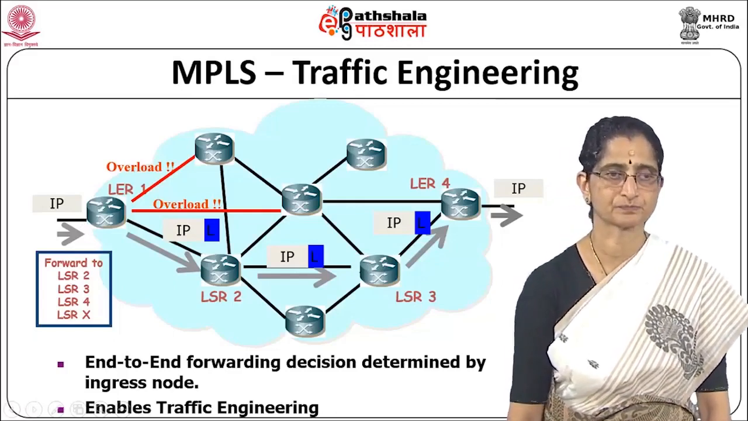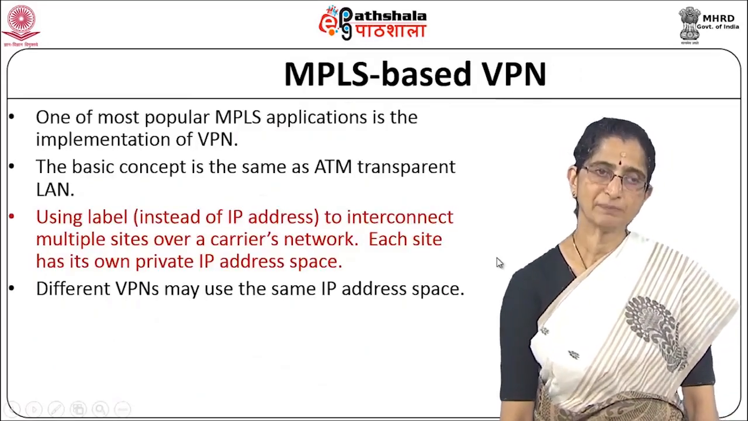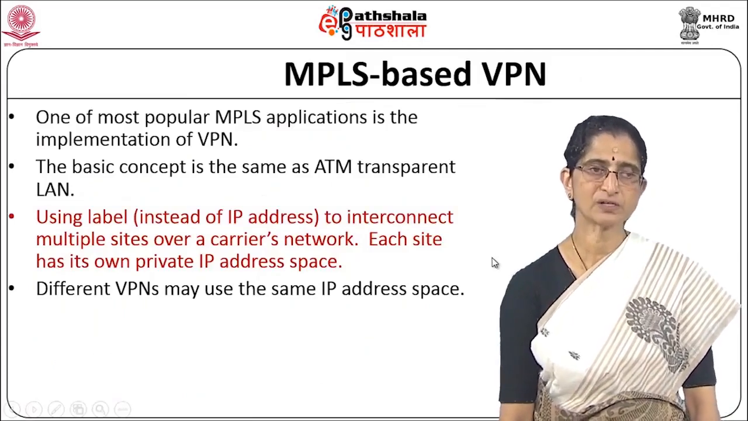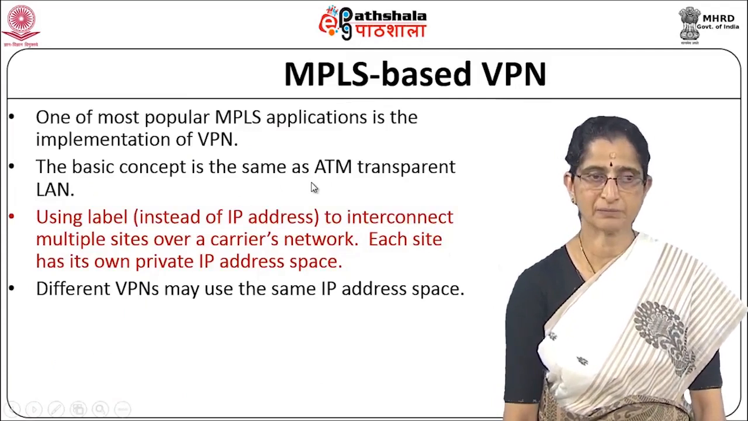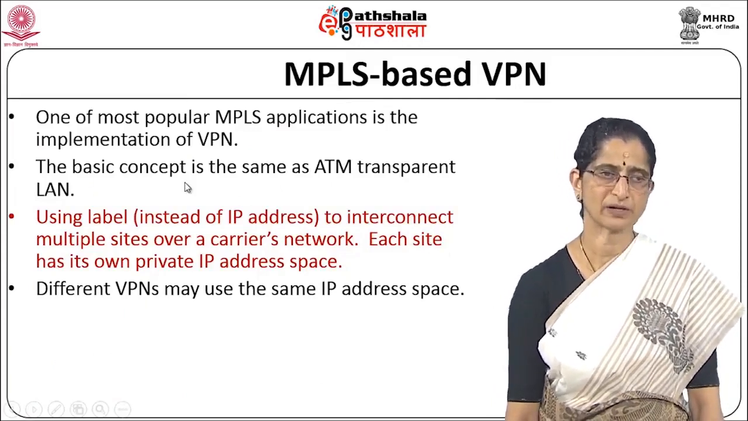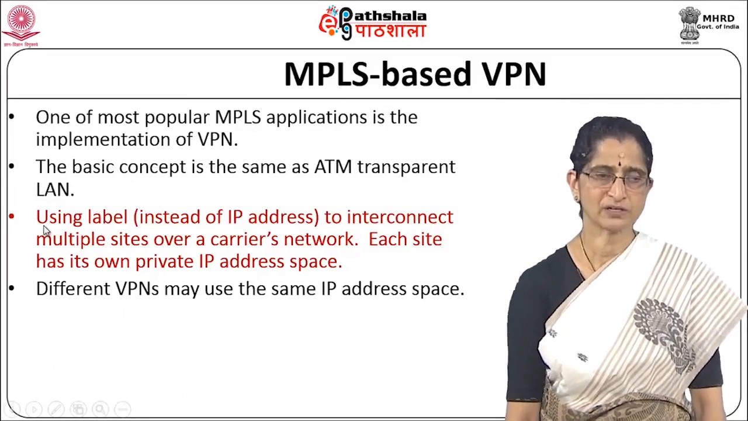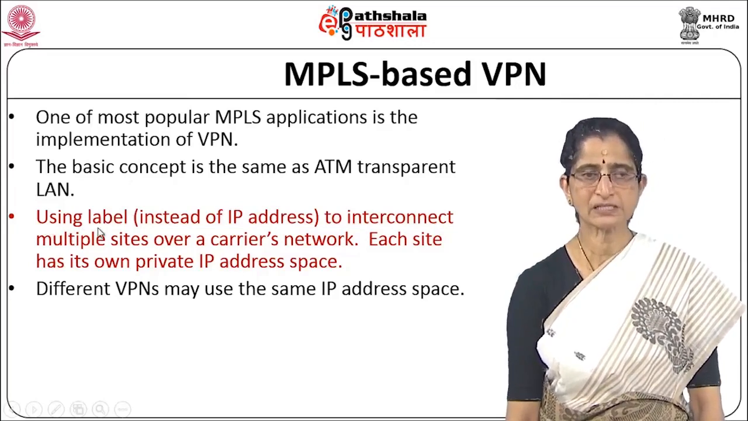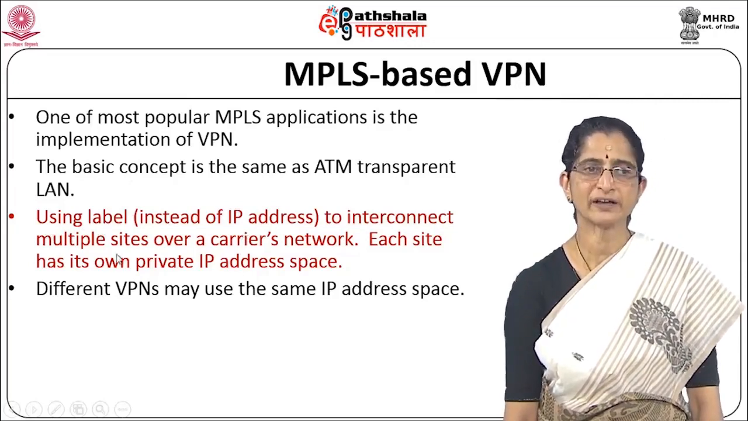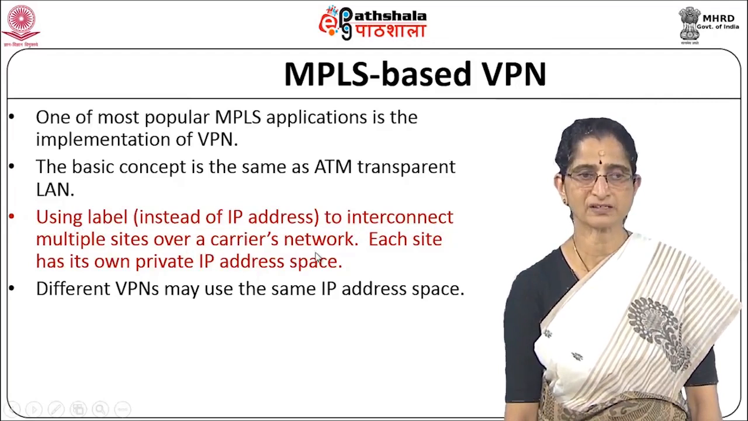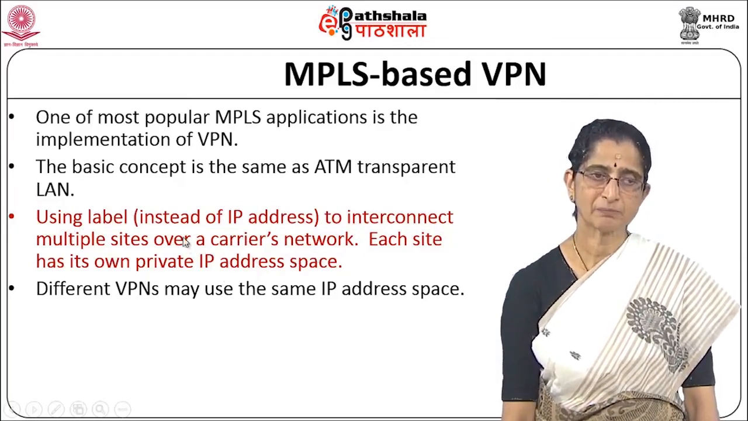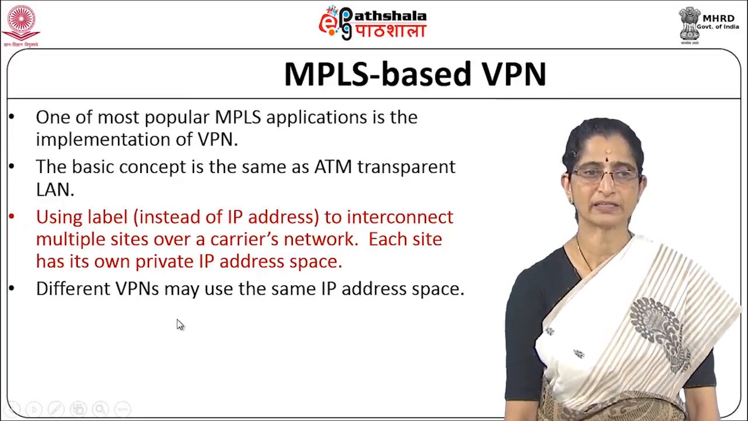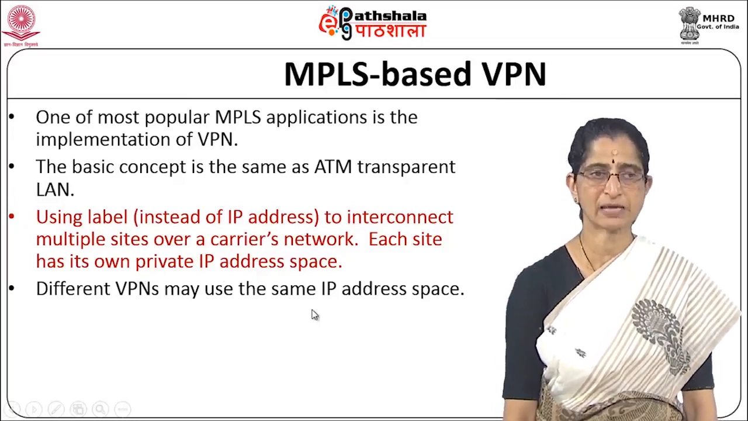It will help to support traffic engineering by choosing alternate paths. For MPLS based virtual private networks, the basic concept is similar to what happens in ATM LANs as well, but let's not worry about that. What we are actually doing here is using labels instead of IP addresses to interconnect multiple sites over a carrier's network. Each site can have its own private IP address space, but using labels you will be able to connect them up. So different VPNs may use the same IP address space.